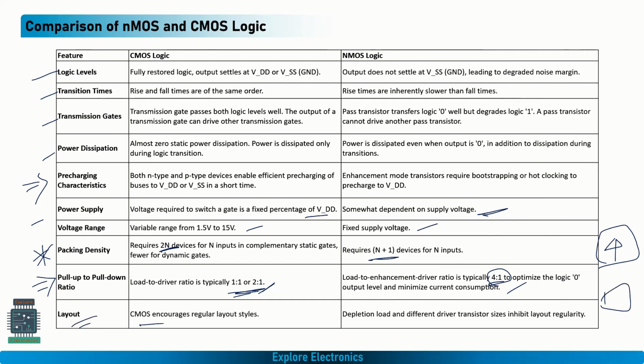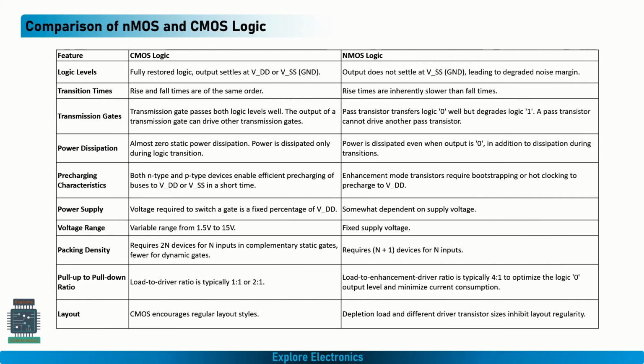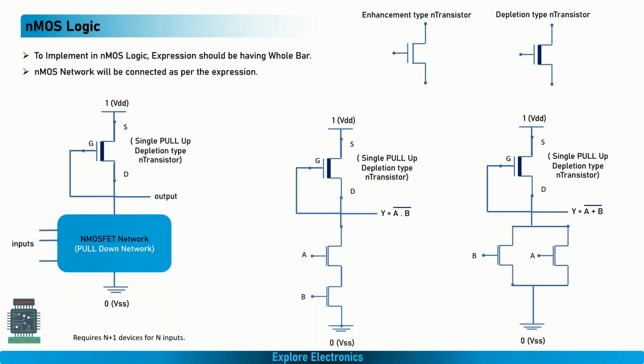And layout, if you see, CMOS encourages regular layout styles. But here in the nMOS, because of the depletion load or the depletion pull-up transistor, different driver transistor sizes need to be added, right? So another thing which I have not explained to you clearly here is what an enhancement type transistor is and what a depletion type transistor is.